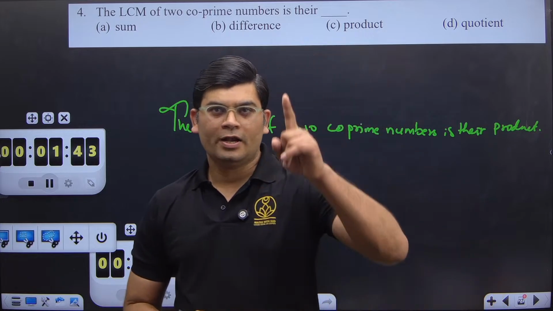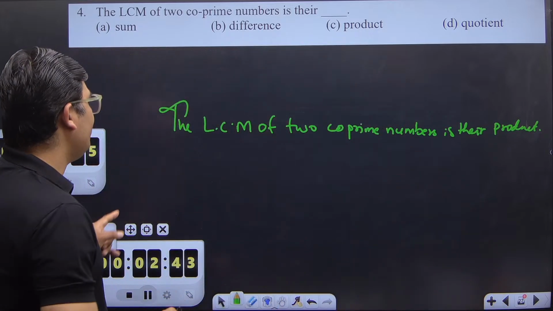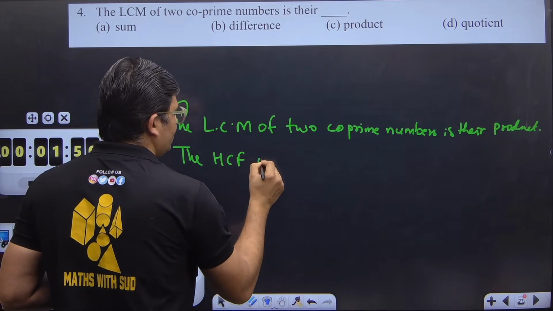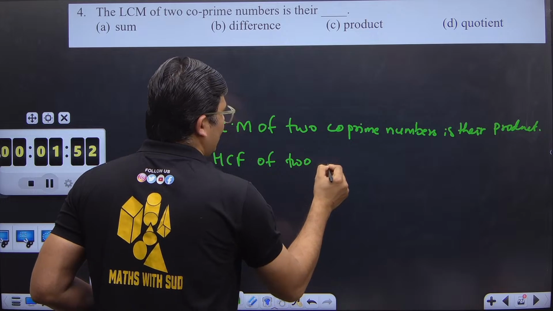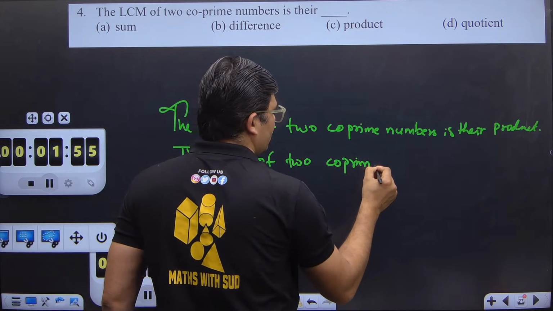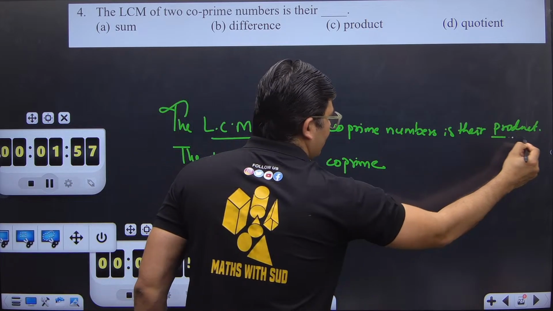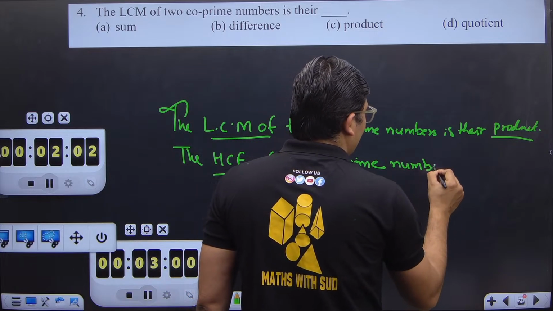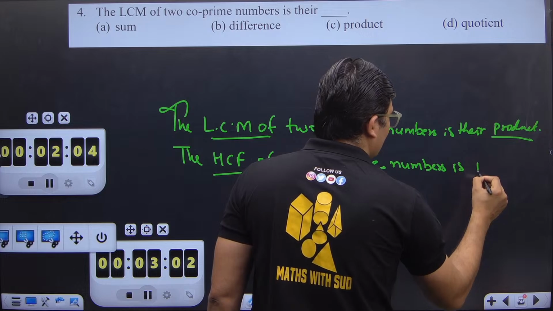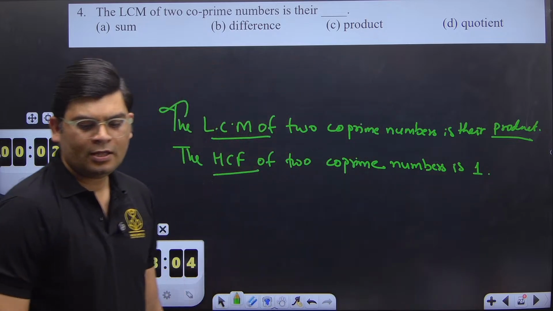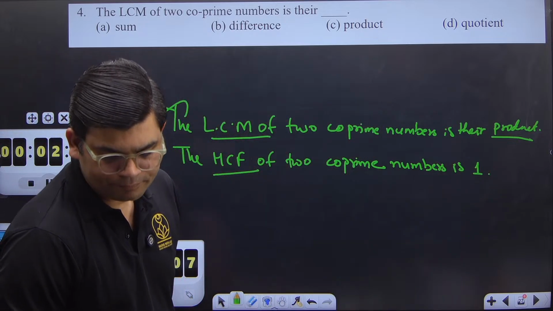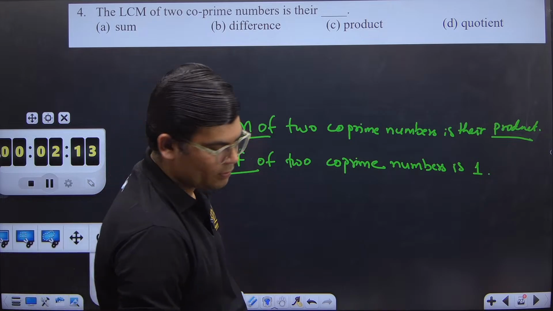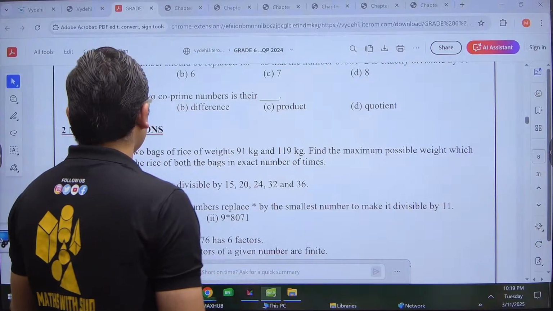Okay. मैं नया क्वेश्चन पूछ रहा हूं आपसे. The HCF of two co-prime numbers. ये मेरी तरफ से क्वेश्चन है. देखो LCM तो उनका प्रोडक्ट होता है और HCF क्या होता है? HCF of two co-prime numbers is 1. क्या होता है बेटा? 1. क्लियर है? नेक्स्ट क्वेश्चन.